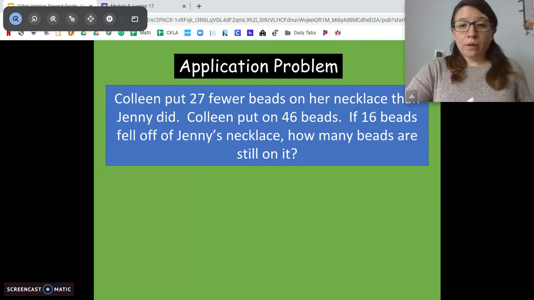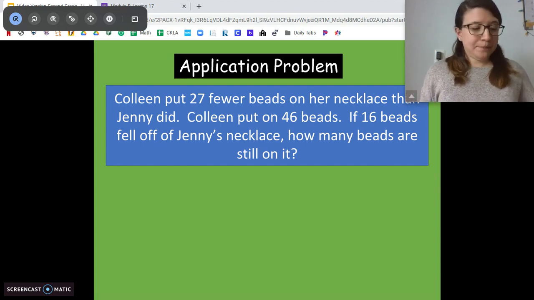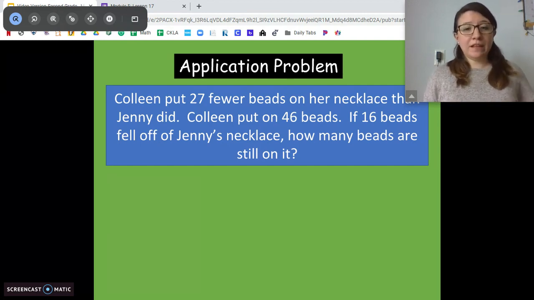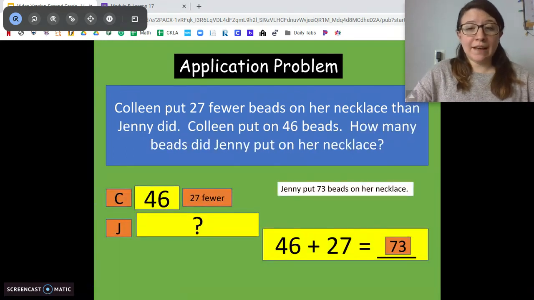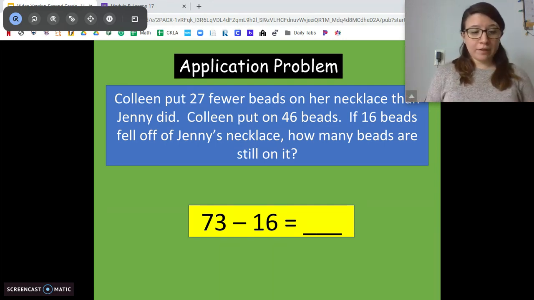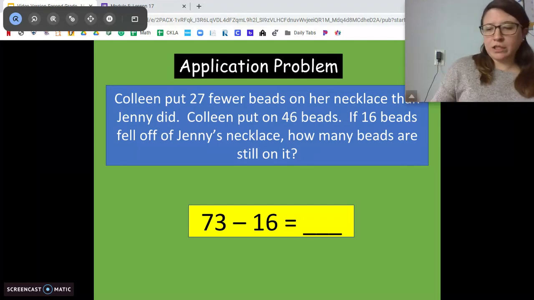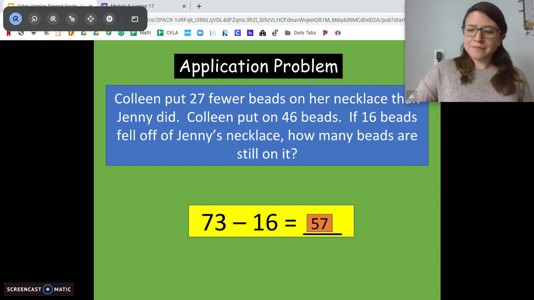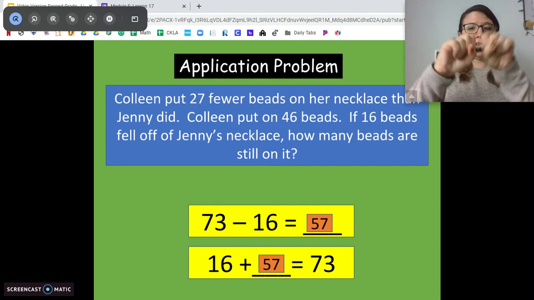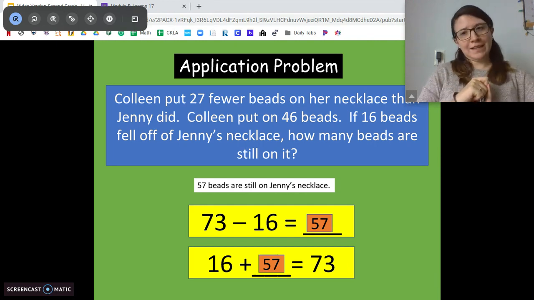Colleen put 27 fewer beads on her necklace than Jenny did. Colleen put 46 beads. If 16 beads fall off of Jenny's necklace, how many beads are still on it? So we know Jenny had 73 beads on her necklace. 16 beads fall off. Pause and solve. Got it? So we're just going to subtract, and we end up with 57 beads. And we can check our answer. Remember, we're adding our two parts together, trying to get to our whole of 73, and we checked it and we got it right. So there are still 57 beads on Jenny's necklace.